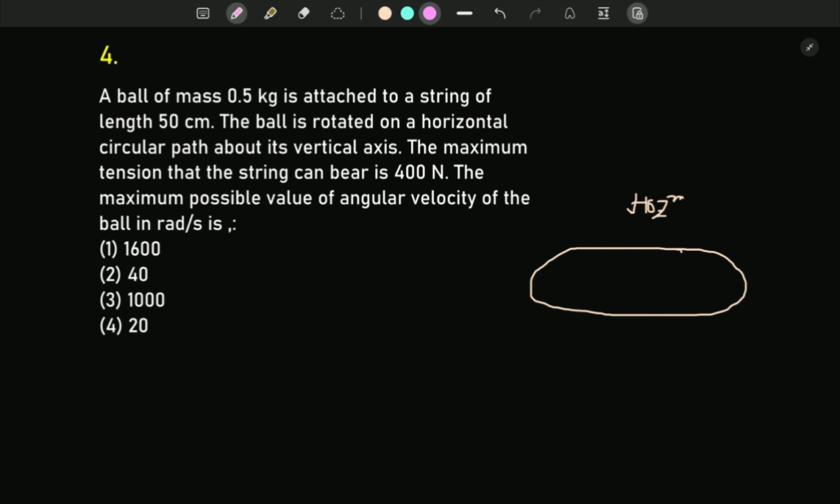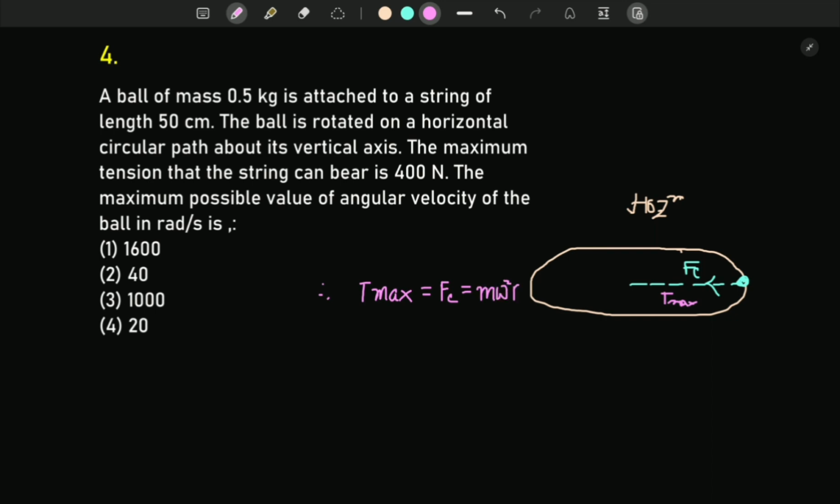And the ball is rotated on this path. So this is the ball, and let this be the string connected to its center, and in this direction centripetal force is acting, Fc, and this is also the direction of T max, the maximum tension, 400 Newton, which is given. Therefore I can say T max equals the centripetal force. The tension provides the necessary centripetal force, which equals m omega square r.